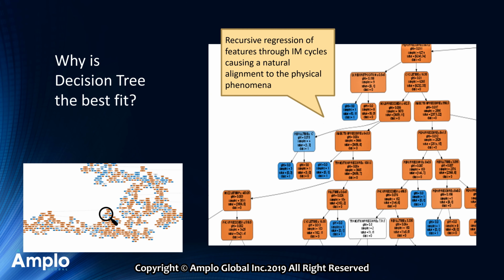We now see on the left the entire decision tree built by traversing all the nodes, and on the right we have a magnified view of a part of that decision tree model. We can see how the recursive nature of the features within the injection molding cycles cause a natural alignment to the physical phenomena.